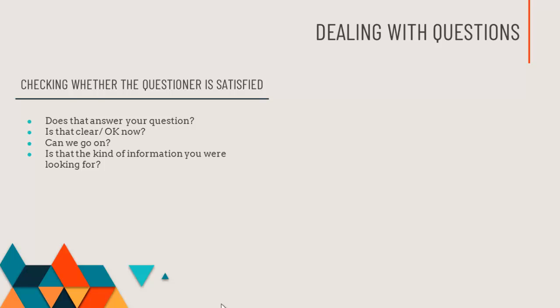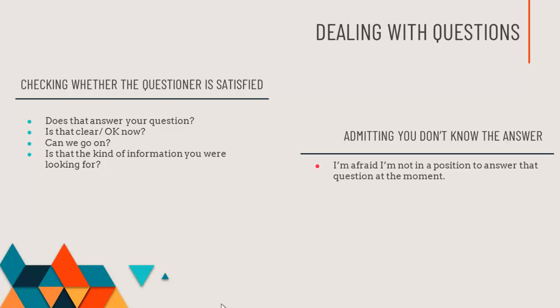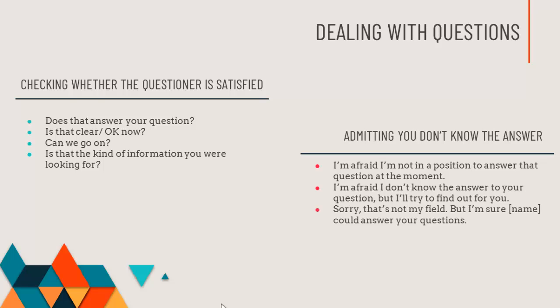And then next, other expressions to admit you don't know the answer. You can say, I'm afraid I'm not in a position to answer that question at the moment. Or, I'm afraid I don't know the answer to your question, but I will try to find out for you. Next, sorry, I'm not sure, but I'm sure it is followed by the name, and then could answer your questions. Or, I'm afraid I don't have that information with me.